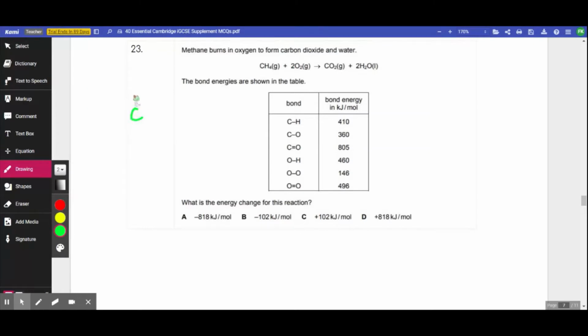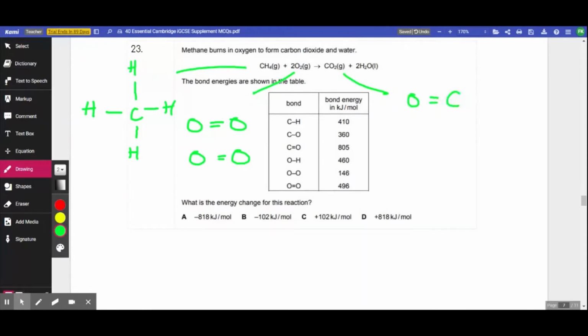So what you have to start off with is a good idea of what the bonds are that are present in each of these sets of molecules. So we're going to keep it represented by the balanced equation over here. There's two molecules on the product side, and one methane. So that's that, and that's that. And we've got carbon dioxide over here, and we've got to draw two water molecules here.